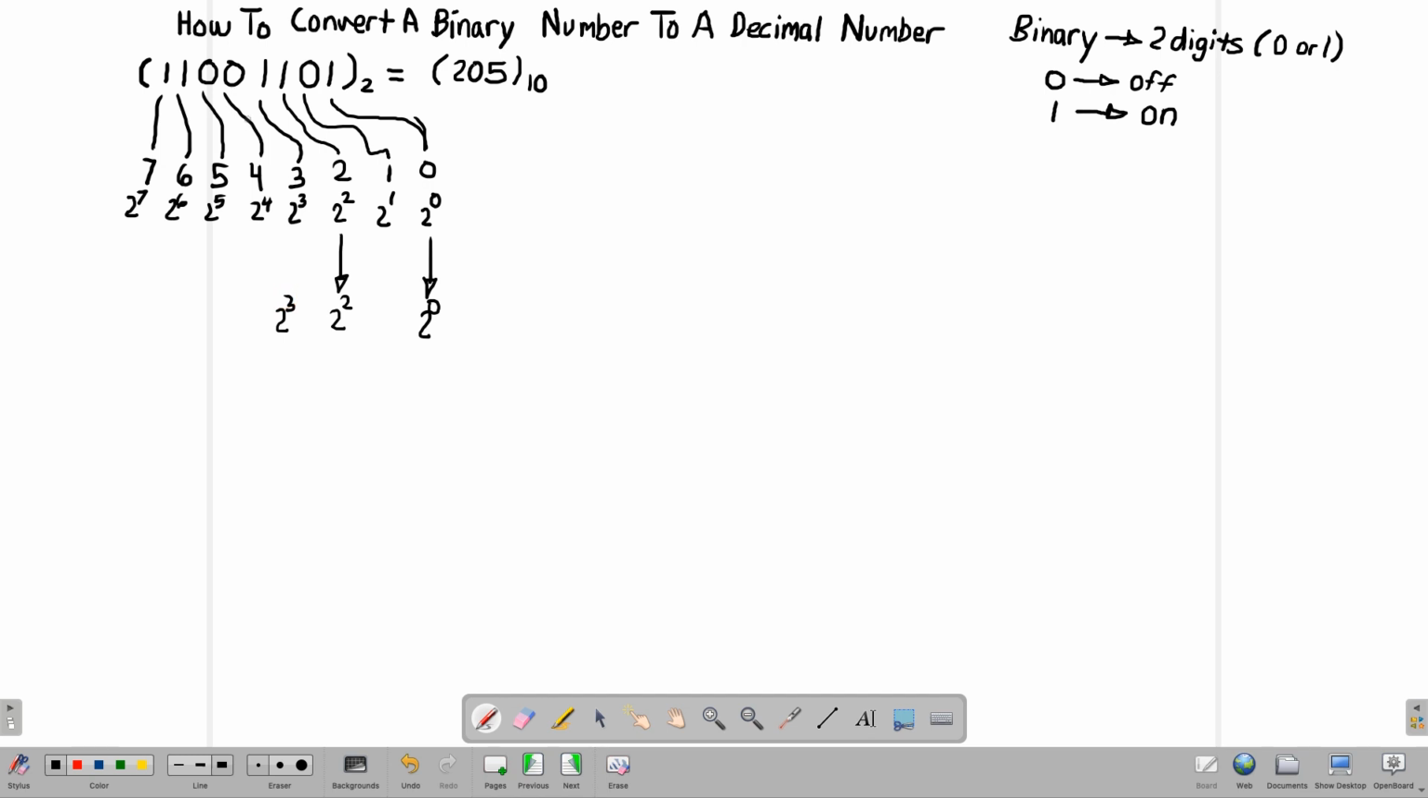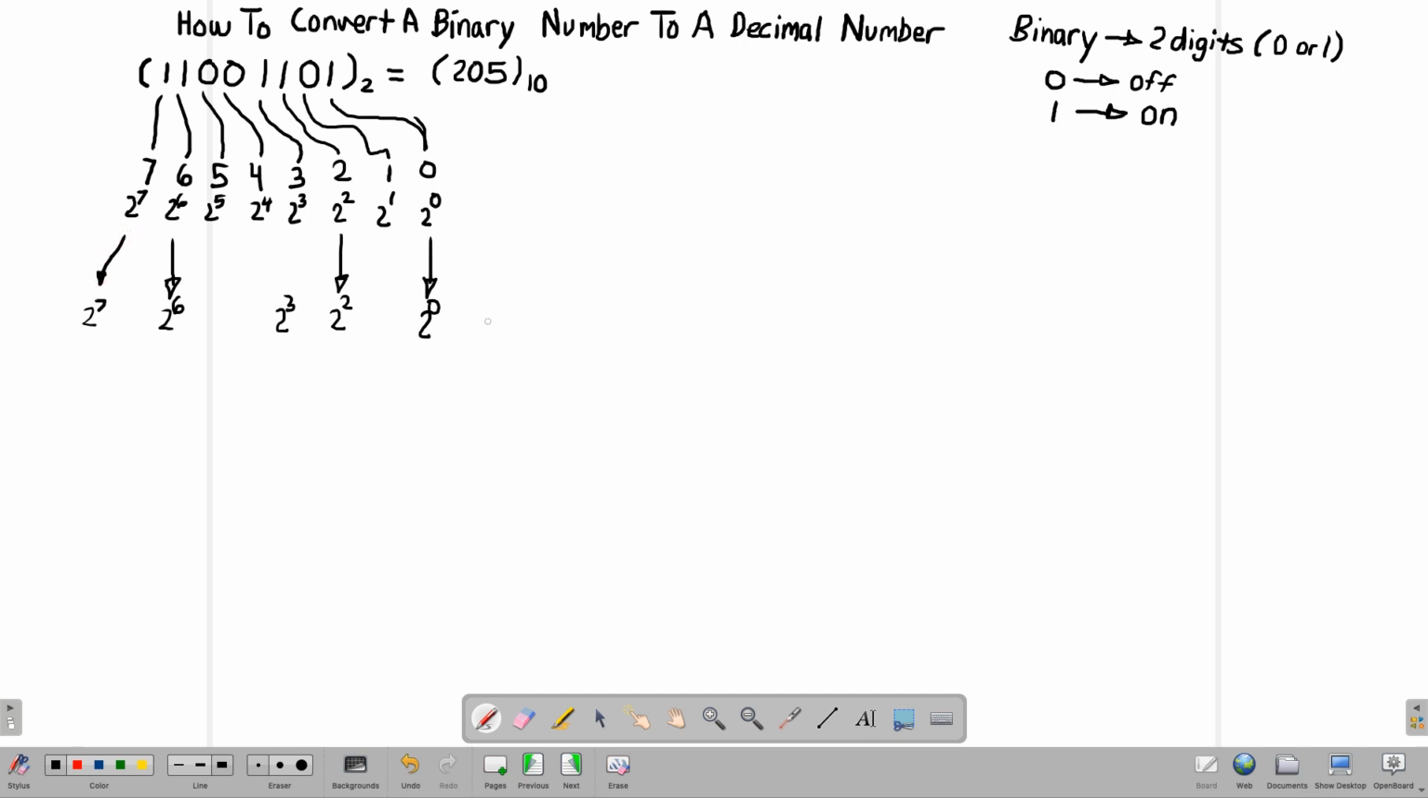For the fourth position, it's turned off. For the fifth position, also turned off. And when we look at the sixth position, it's turned on. So we will consider this in the final computation. So it's 2 to the 6th power. And also in the seventh position, it's also turned on. We will consider that in the final computation.